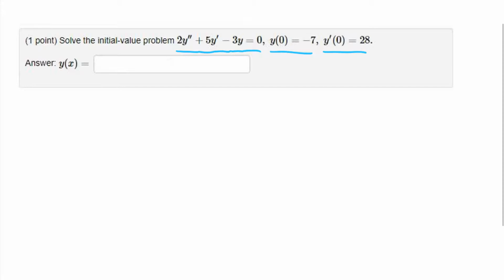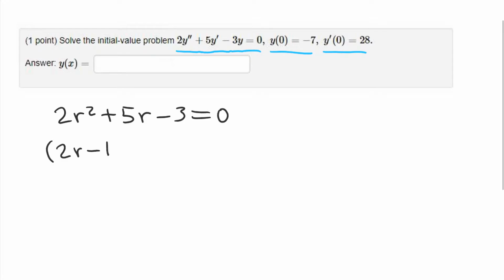And so the method we solve this is first we find the characteristic equation, which we can just read off the coefficients. So we get 2 as our first coefficient, 2r squared plus 5r minus 3 equals 0. We're trying to find the solutions for this equation for r. And we can actually factor this equation into (2r - 1)(r + 3) = 0. And so that means that r is equal to 1/2 and -3.